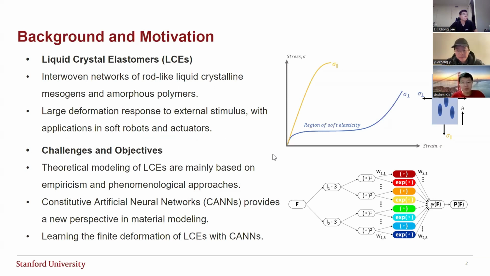Due to its complex microstructures, modeling liquid crystal elastomers is very challenging. Traditional theoretical modeling of liquid crystal elastomers is mainly based on phenomenological approaches. However, constitutive artificial neural networks provide a new way of constitutive modeling. It is thermodynamically consistent, considering material symmetry and objectivity. Therefore, in this study, we will learn the finite deformation of liquid crystal elastomers with constitutive artificial neural networks.